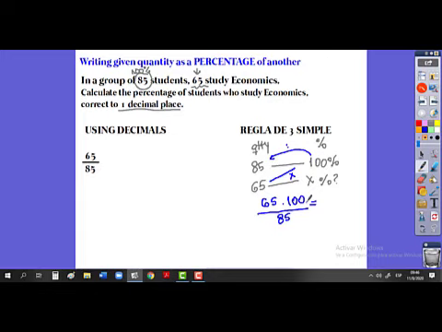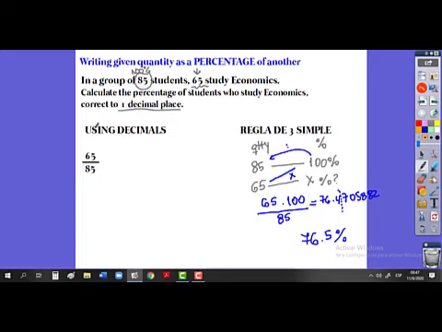If we do that calculation, we will get 65 by 100 is 6500, divided by 85 is 76.4705882. But they ask us in the problem to round to one decimal place. Remember, this is the first decimal place, so this would be 76.5% because we have to round up.